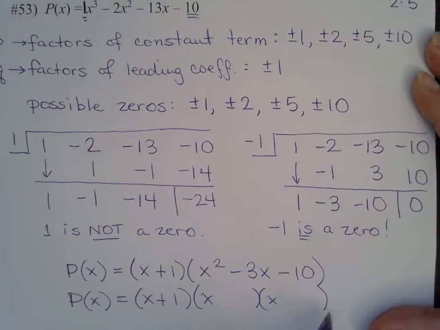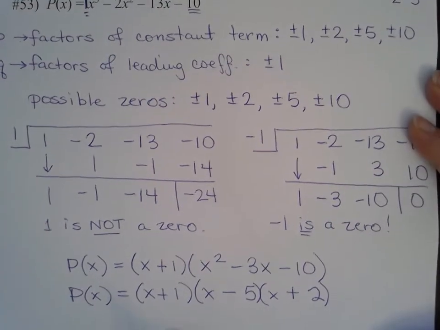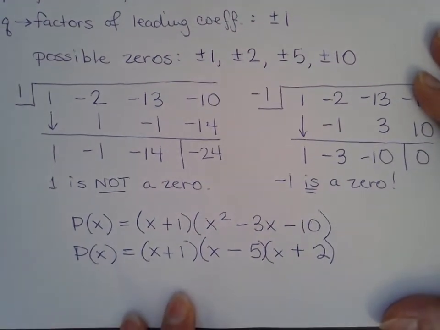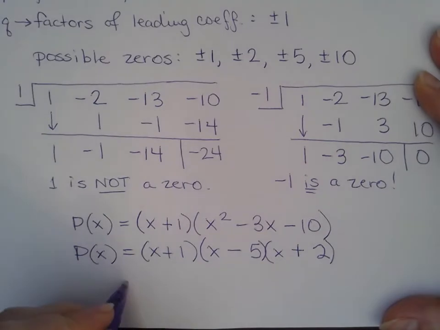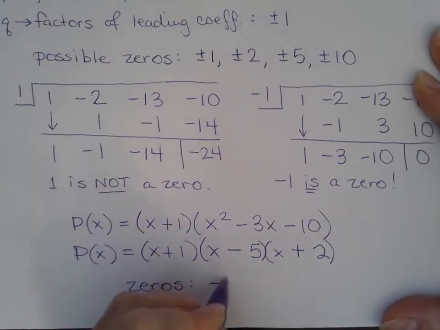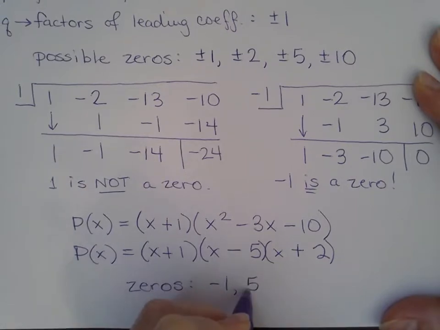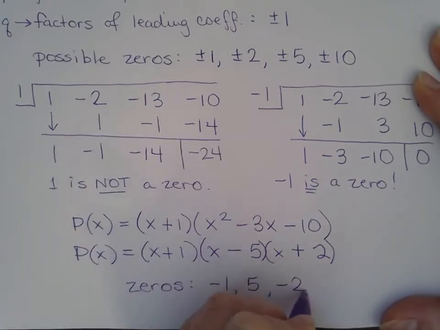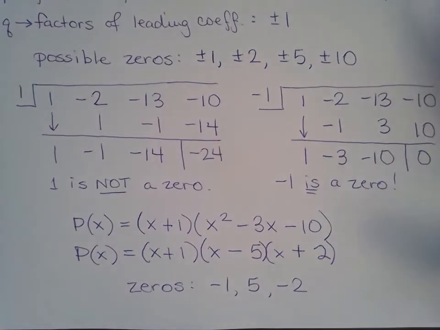Okay, so 2 numbers that multiply to be 10, 5 and 2 look really promising. We need them to add to be -3. So I want to have -5 and +2. Those are all the factors. We factored this polynomial. If we set each factor to 0, the zeros would be -1, +5, and -2.